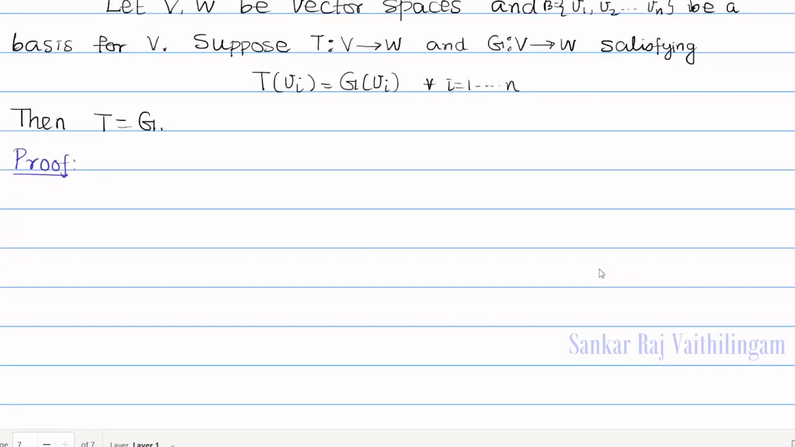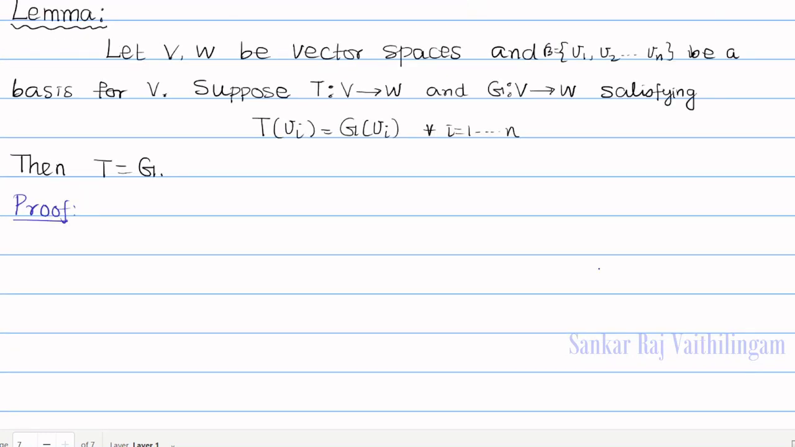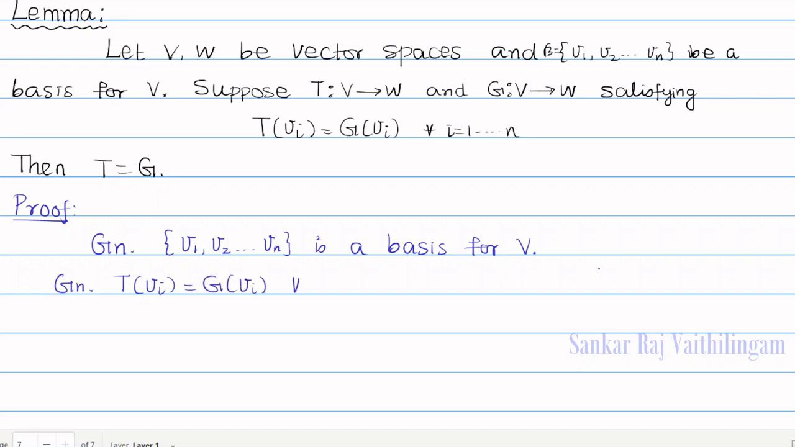What is the proof? First, given that V1, V2, ..., Vn is a basis for my capital V, and given T of Vi is equal to G of Vi for every i equal to 1 to n.